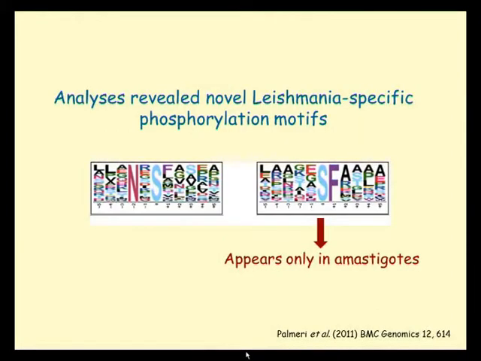To uncover the signaling pathway that initiates Leishmania differentiation, we performed time course phosphoproteomic analysis using titanium dioxide enrichment of phosphopeptides, followed by iTRAQ labeling and LC-MS analysis. This analysis identified a few thousand phosphorylation sites that changed at least once during differentiation. Using a new motif predictor that we developed, we identified two novel Leishmania-specific motifs. Interestingly, the SF motif is phosphorylated exclusively in amastigotes.